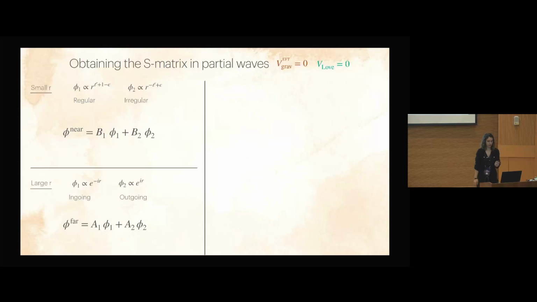I want to show you how this looks if I turn off all the potentials, so this should be a trivial case. Let's start from the small r regime. If you solve the wave equation in d dimensions at small r, there are two solutions: a regular solution and an irregular solution. So the wave function is going to be some linear combination of these two. If you go to large r, the leading order solutions are given in terms of Hankel functions, which at large r basically become some ingoing and outgoing spherical waves.